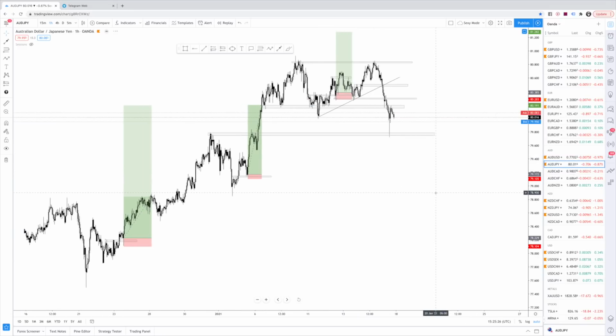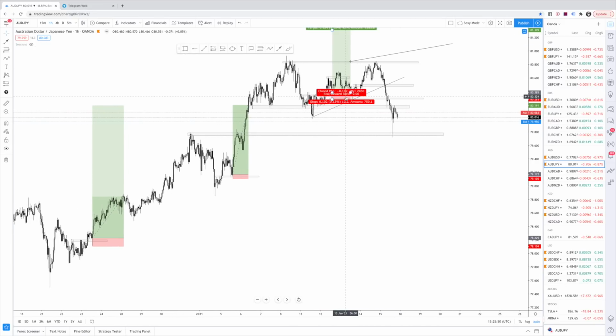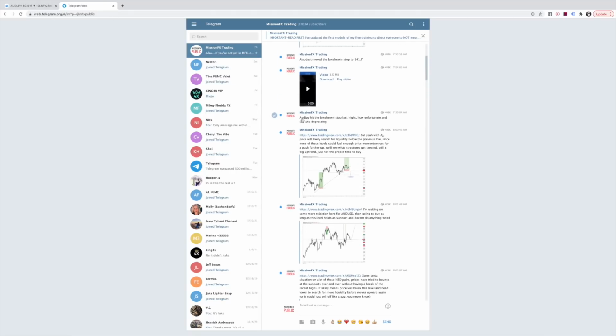AUD JPY, the same case happened. I got into this trade right here, and stops were taken out at break even. So I didn't lose any money on this trade, but it did hit break even. I didn't take any partial profits. I was waiting for price to come to this previous high. That would have been like a 1 to 4 risk reward. So I'd have been able to close some profits there and hold the rest to a higher high, which would have been a little bit more units of profit. Didn't happen. Price just snapped back down, hit the entry. I shared this, AUD JPY hit the break-even stop last night. How unfortunate and sad and depressing.